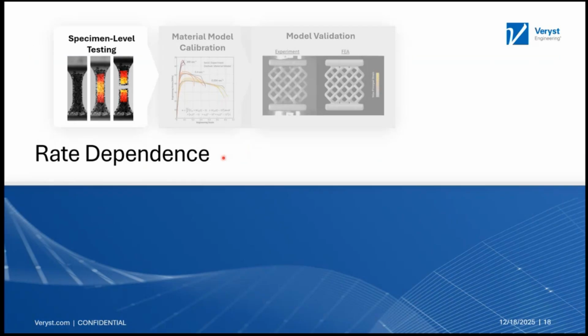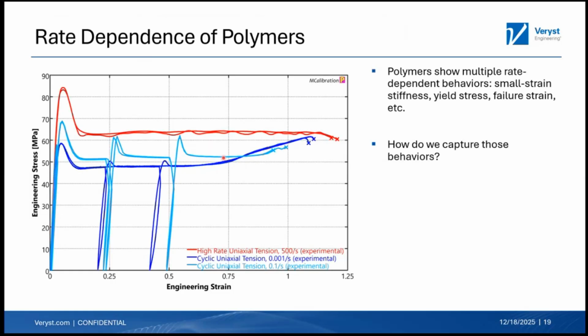So still on testing, I want to talk a little bit about rate dependence because it's very important in polymers. So the first one is, what do I mean by rate dependence? So this is some test data that we've done in our lab here on a material. I think this is an ABS. So you can see that we've tested this at 3 different rates. The darkest blue is 1 times 10 to the minus third, the light blue is 0.1, and then the red is high rate uniaxial tension at 500 strain per second.